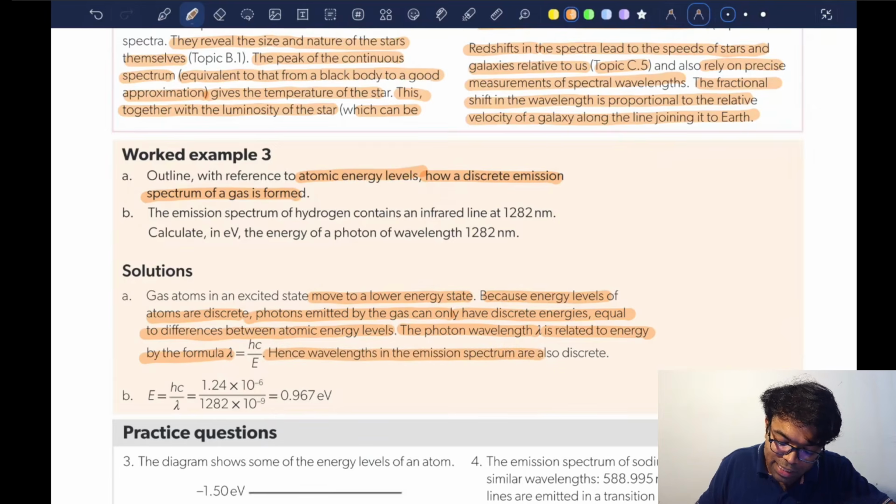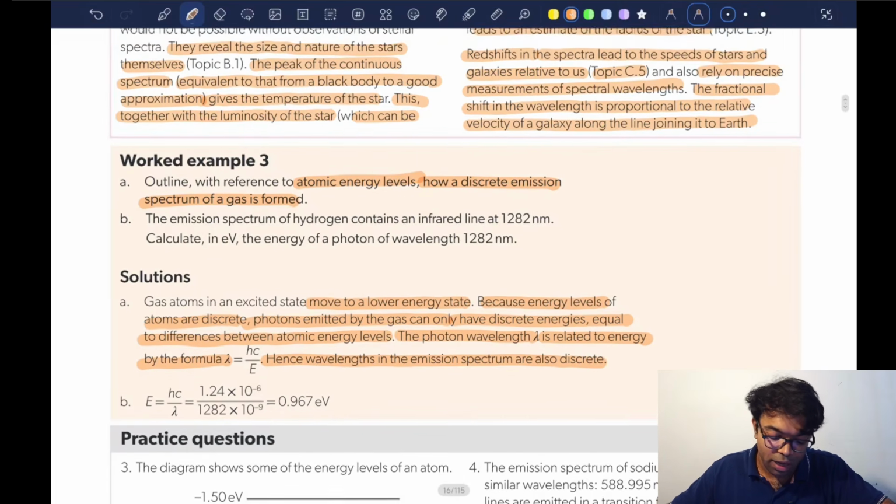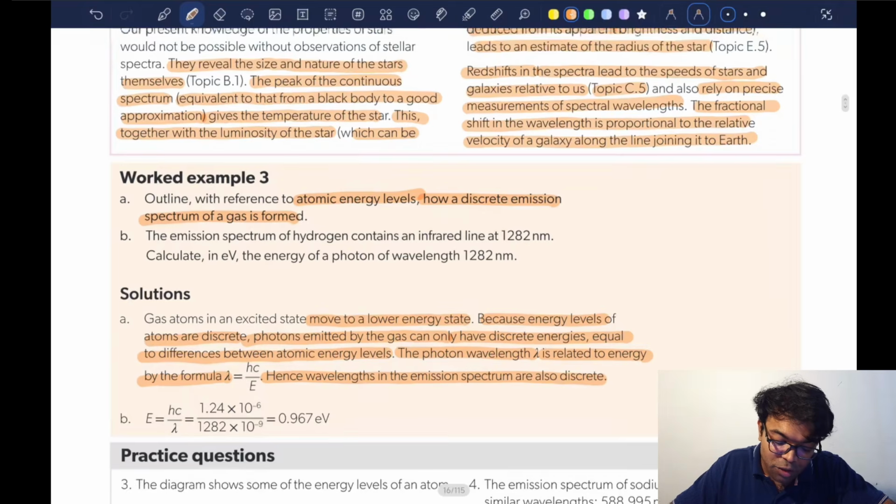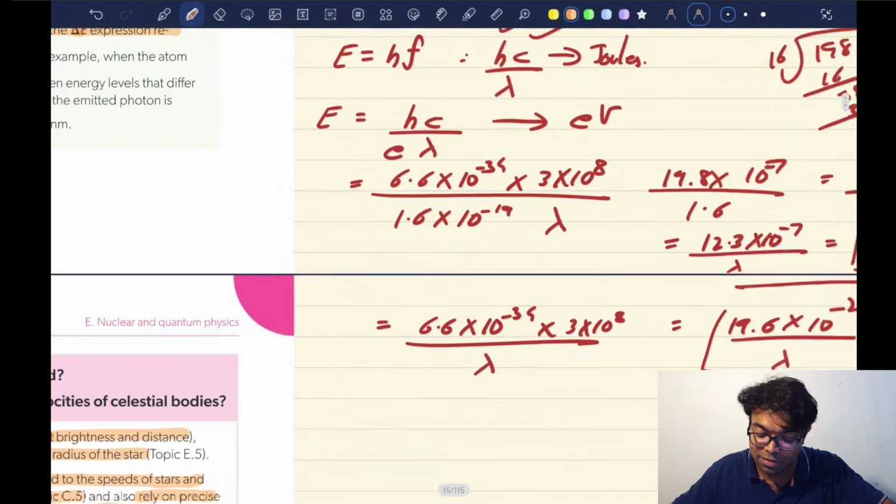Hence, the wavelengths in the emission spectra are also discrete. Okay, the emission spectrum. Now, they have given us the question. The emission spectrum of hydrogen contains an infrared line at 1282 nanometers. Calculate in electron volts the energy of a photon of wavelength 1282 nanometers. The formula is right here.